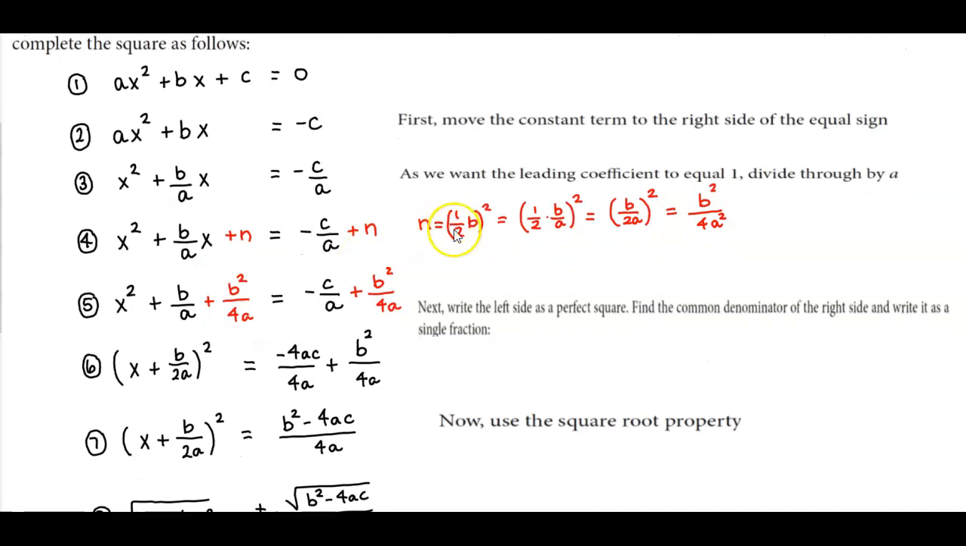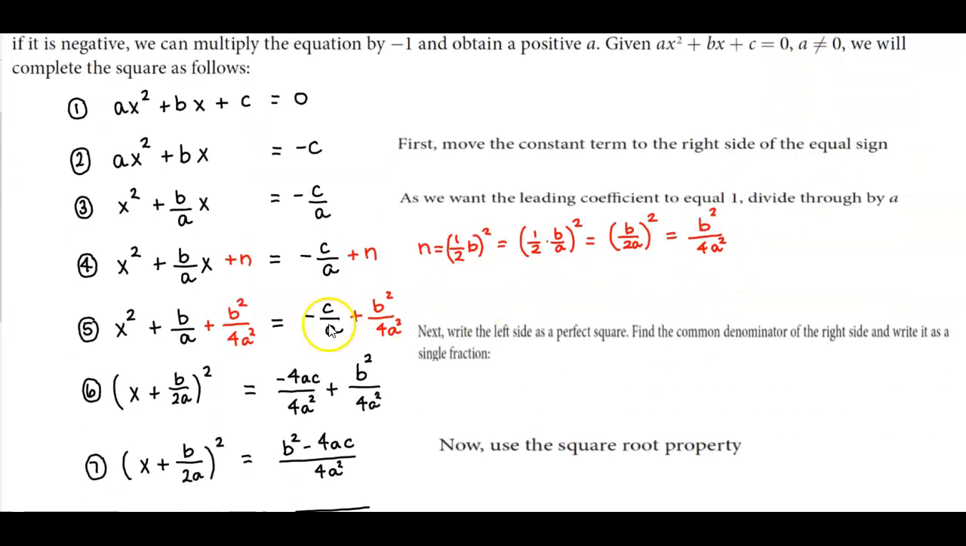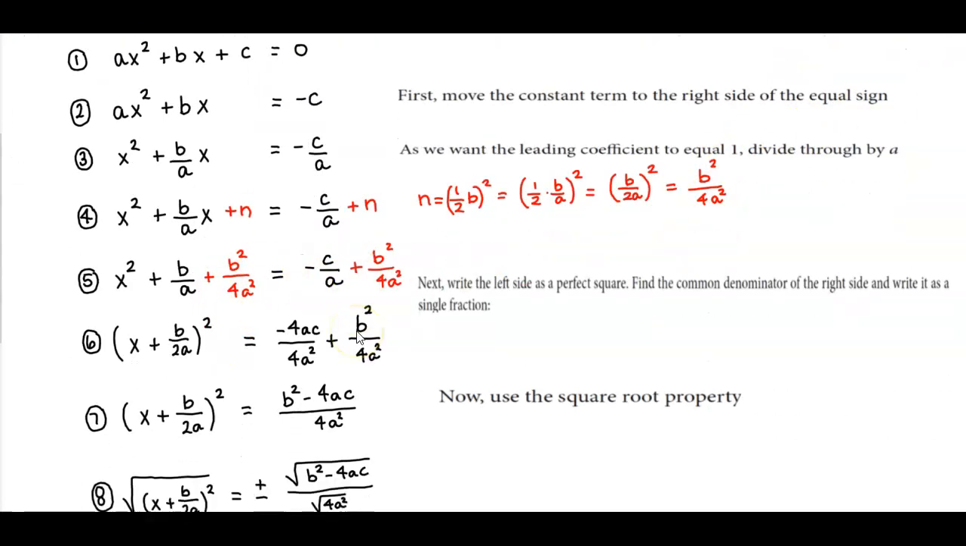So n is equal to 1/2 of b over a, squared, which is equal to 1/2 times b over a squared, which is equal to b over 2a squared, which is equal to b squared over 4a squared. When you square the 2, it's a 4, and when you square the a, it's a squared. So now we're going to add b squared over 4a squared to both sides of the equation.